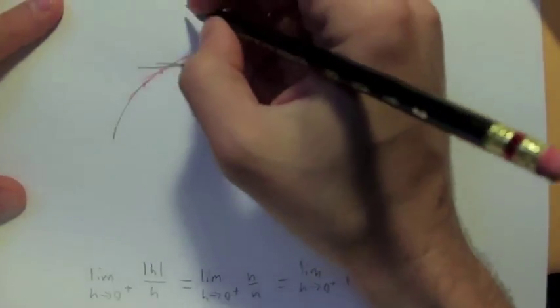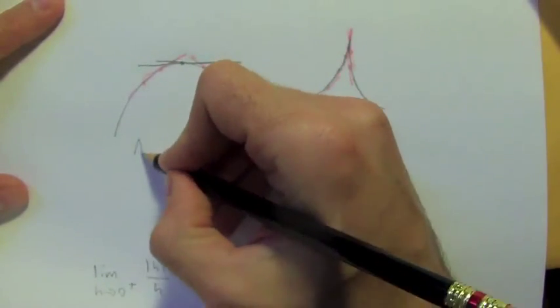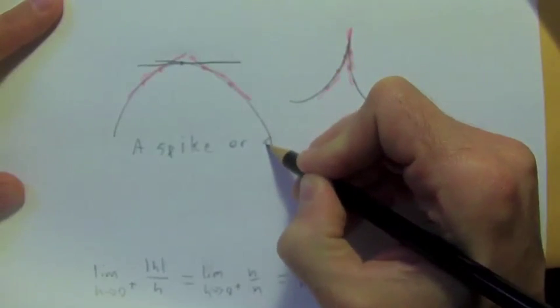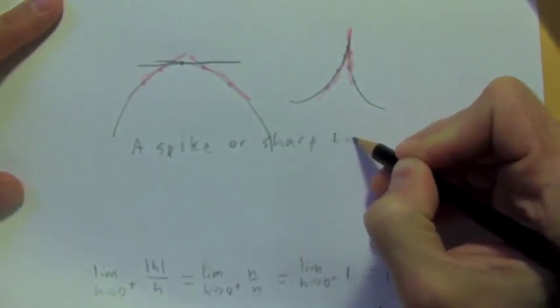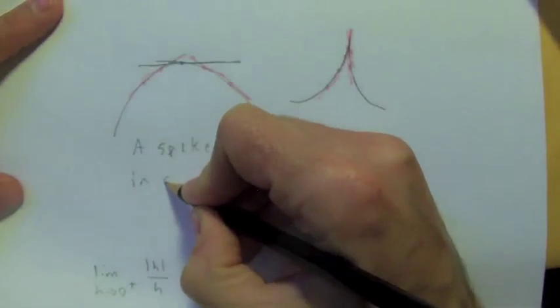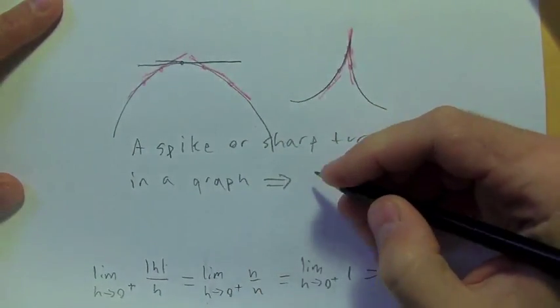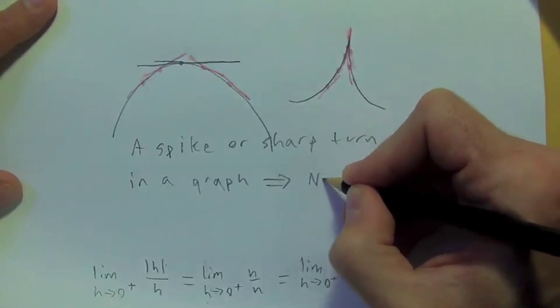So a spike or sharp turn in a graph basically implies the function is not differentiable.